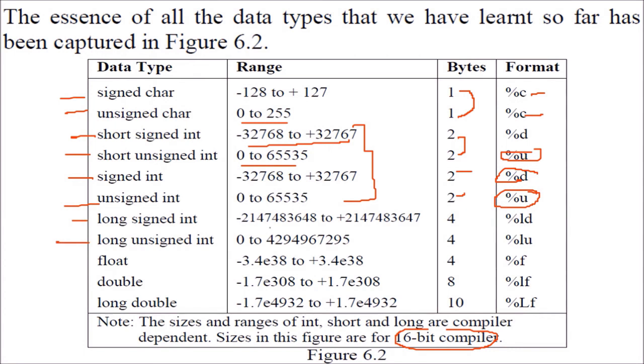Signed long int means you have to use %ld, and %lu, and this will take 4 bytes in a 16-bit compiler. This is the range, and just add these two, you'll get this range. Now float, %f, double, %lf, long double, capital L and small f. Float is 4 bytes, double 8 bytes, and long double 10 bytes.